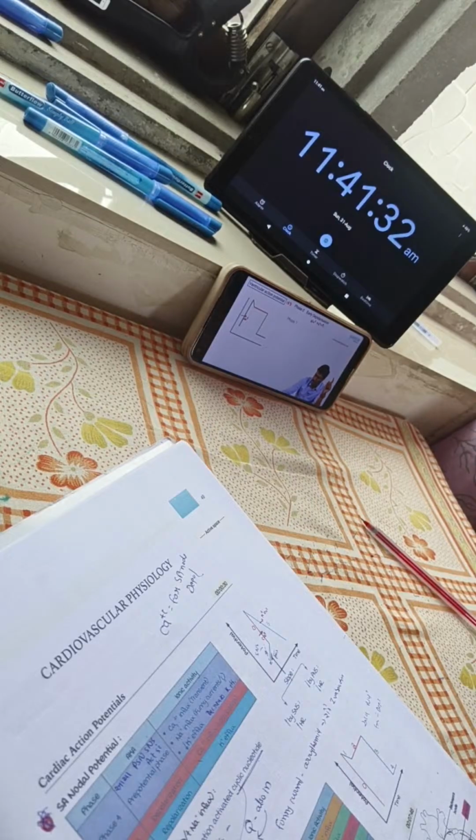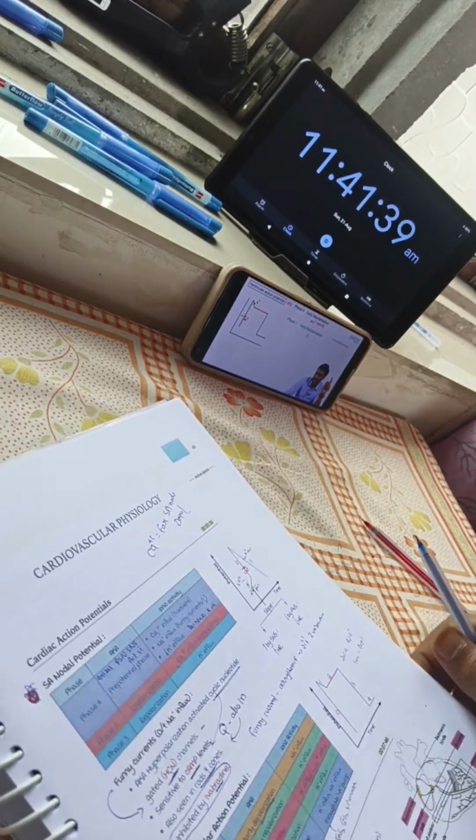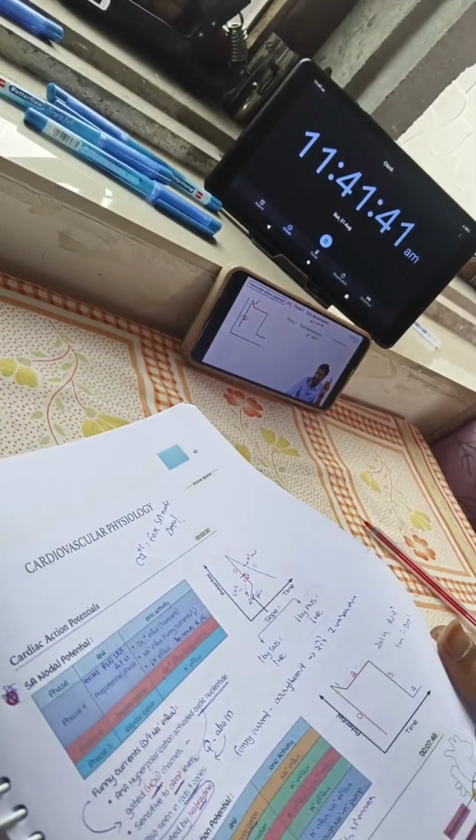What is phase 1, sir? Obviously it is going to be repolarization. We call this early repolarization. For all repolarization, potassium ions move out. So the reason here is potassium efflux, or early repolarization.